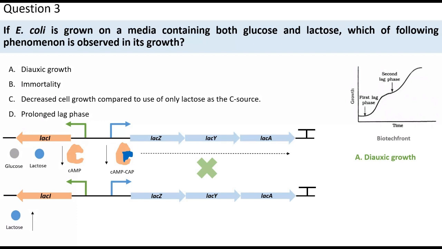Whereas when only lactose is present, when the glucose is completely exhausted, it's vice versa of what we talked about before. The cAMP level will be very high, therefore the cAMP-CAP complex will be present in higher concentration. It will go and bind to the upstream region of this lac operon, therefore the transcription happens.